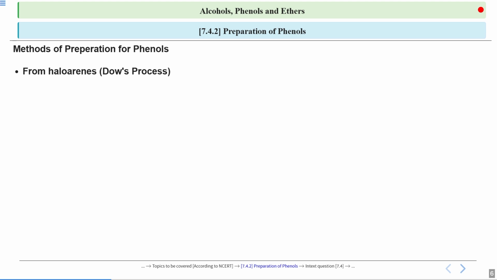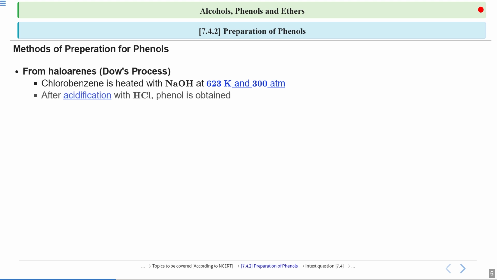Let's talk about the first method, which is from haloarenes. And this is also known as Dow's process. In this, we take a chlorobenzene, a haloarene. Then we heat it with sodium hydroxide at 623 Kelvin and 300 atmospheric pressure. So these are the conditions at which this process carries on. Between the chlorobenzene and the sodium hydroxide, we need a particular temperature, which is 623 Kelvin and 300 atmospheric pressure.